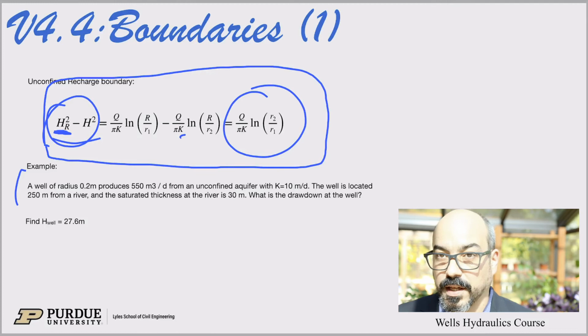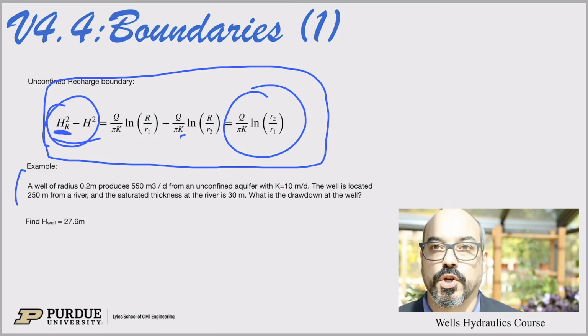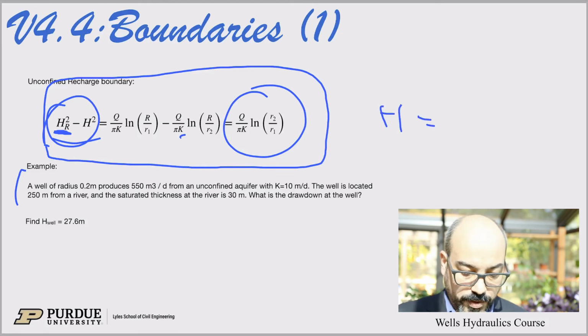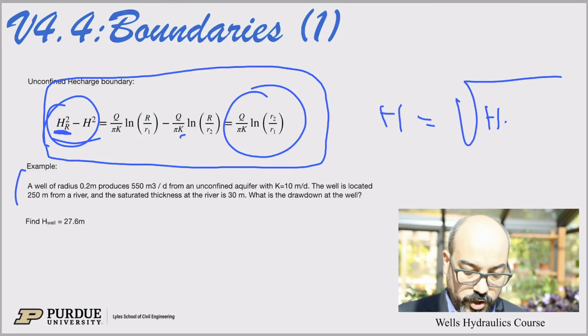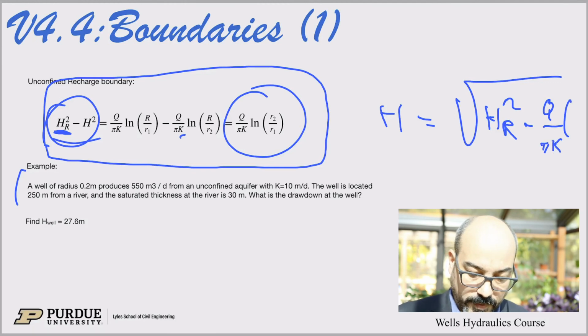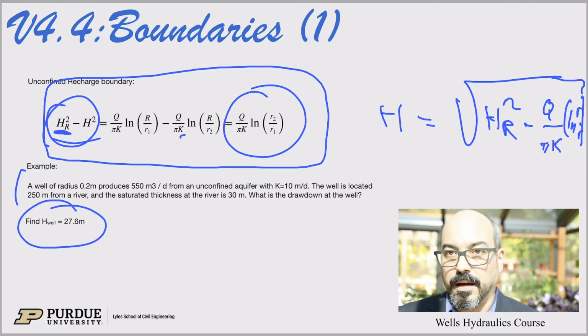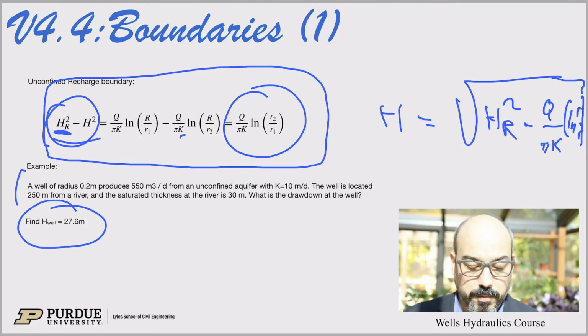The head before we start pumping is that h_R, or the radius of influence. This undisturbed thickness of the aquifer, that's h_R. So we can calculate h equals the square root of h_R squared, so that's your 30 meters squared, minus Q over pi K times ln of R_i over R_r. All of those things are known, so you can just plug in and find that the head in the well is going to be 27.6 meters.